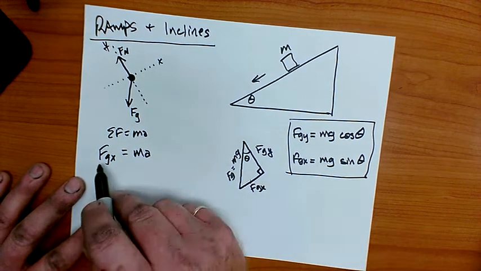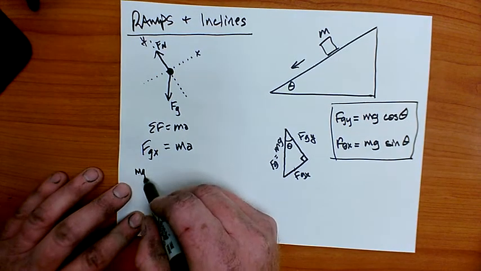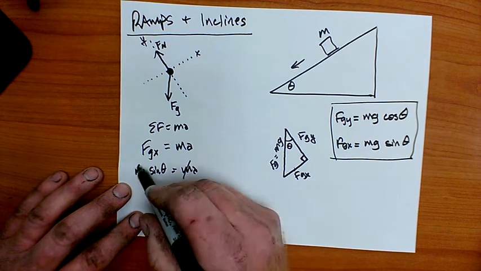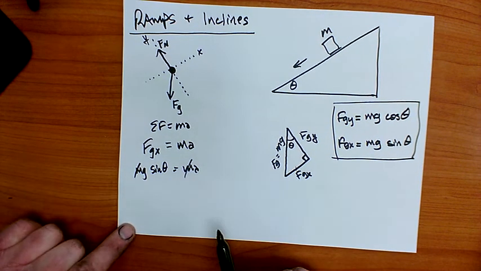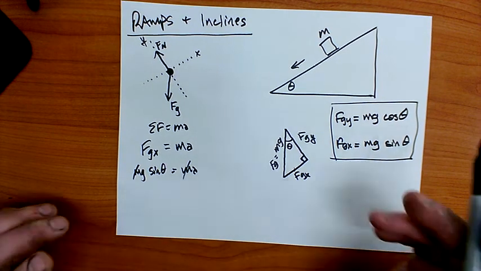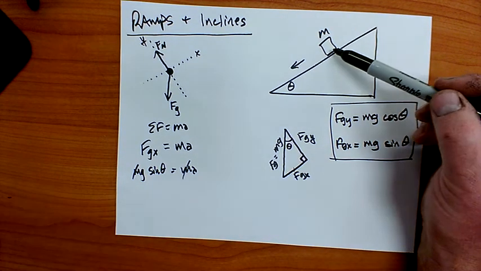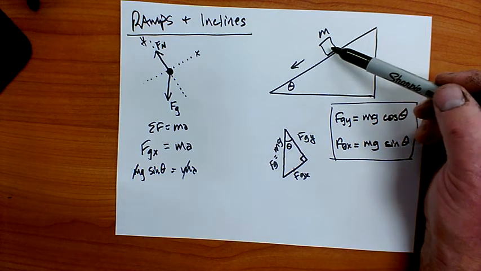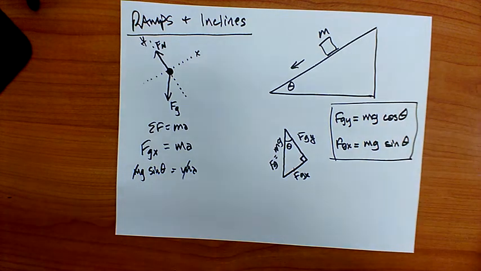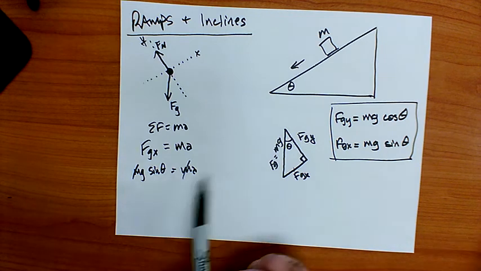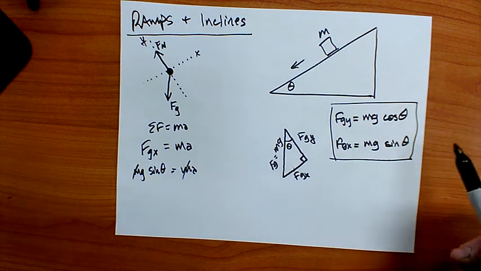So now if I plug this in for FGX, mg times sine theta equals ma. Notice that the mass will cancel out, and I get the acceleration is equal to g sine theta. It's important to note that the mass did cancel out. In other words, only the angle and the acceleration of gravity affect the acceleration, not the mass of the object itself. It's kind of like how if you drop two objects, mg equals ma, and the mass cancels out. A similar thing happens here on the ramp.